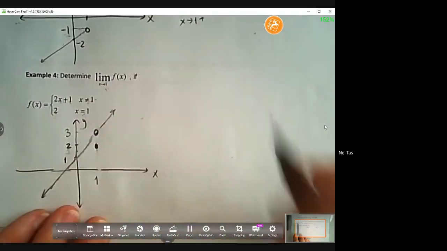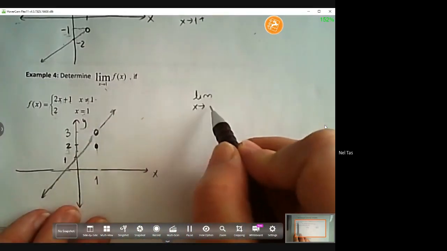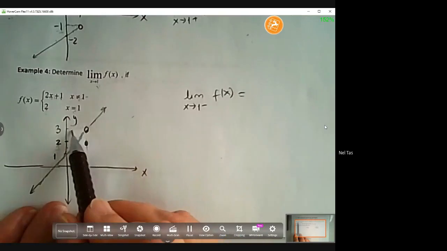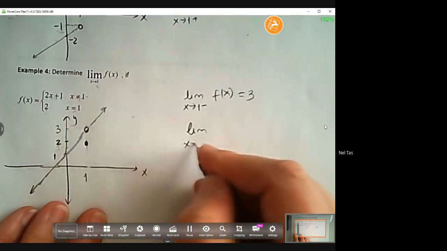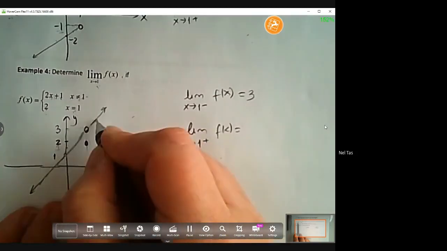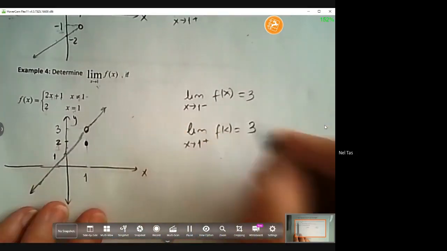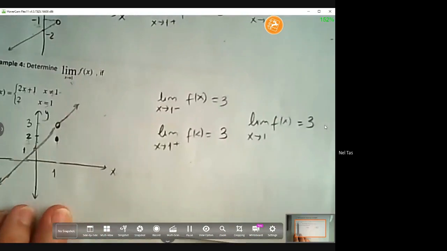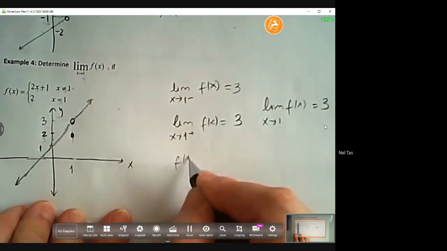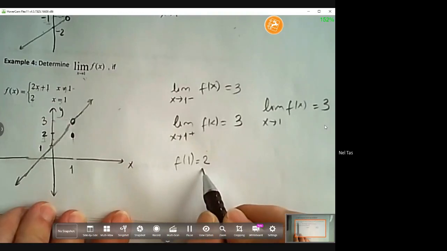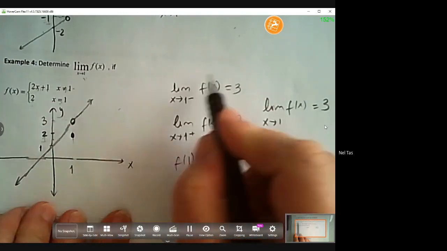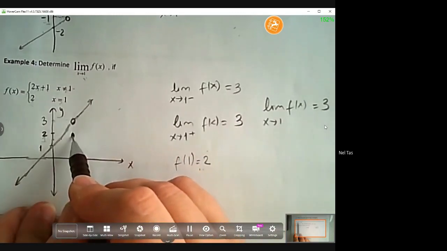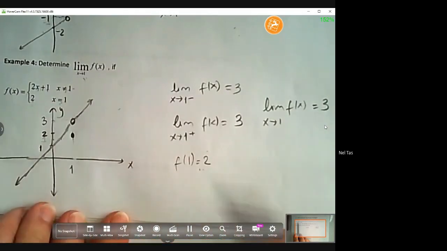Okay, now we can answer the question. So let's look at left side and right side limit. Left side limit is 3. And right side limit, so you look from the right, it is also 3. So therefore, the limit of f of x as x approaches 1 is 3. Well, f of 1 is 2. Okay, but we don't care about that, right? In terms of limit, we just look at the limit from left and from right, and we don't care what the y value is exactly at that point, which is 2 in this case.